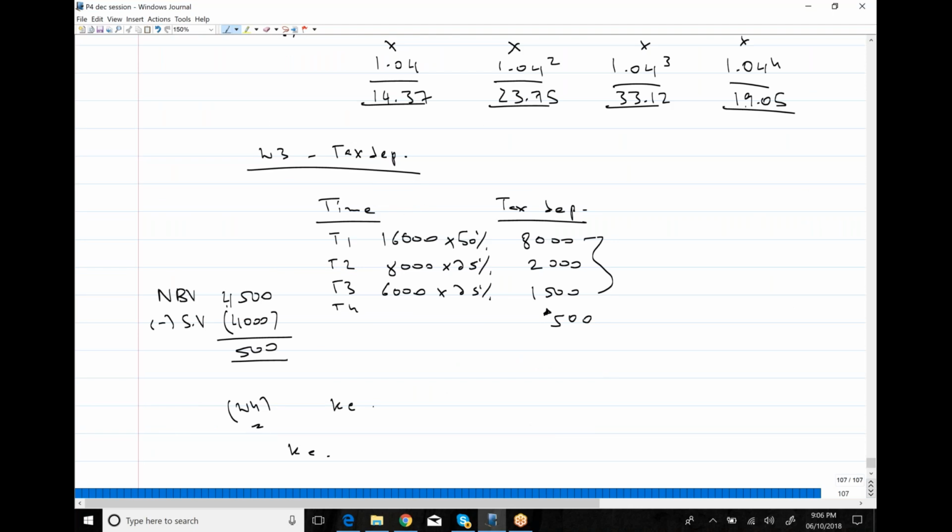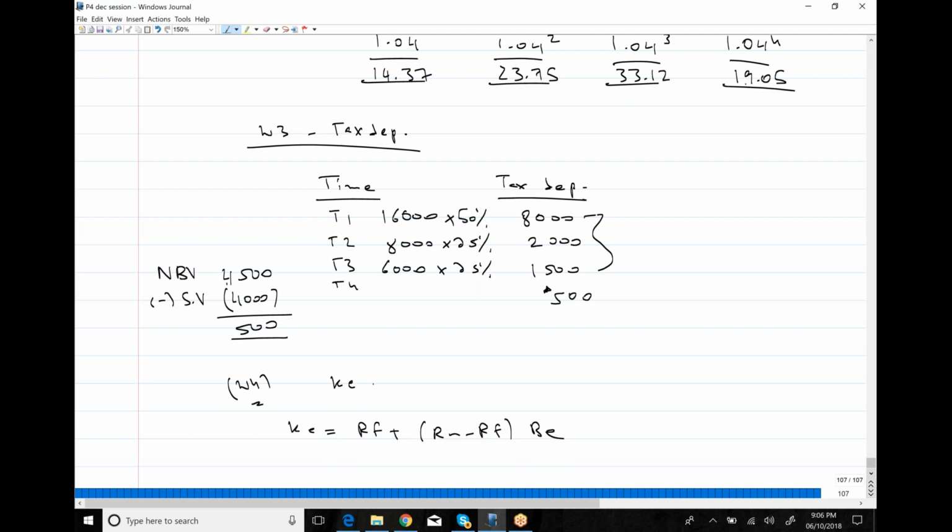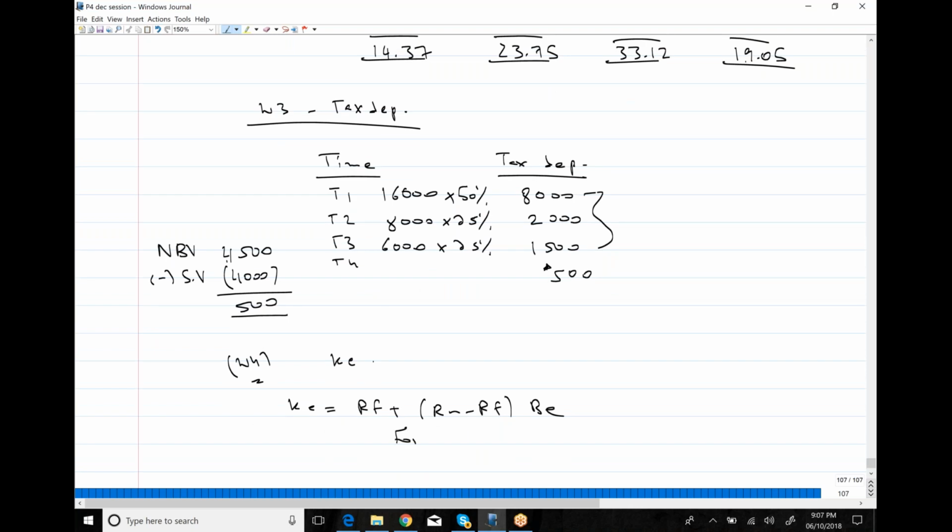So KE is equal to RF plus (RM minus RF) into beta equity. But for APV, this beta equity will be replaced with beta asset, right? So for APV, KE is equal to RF plus (RM minus RF) times beta asset. Okay.